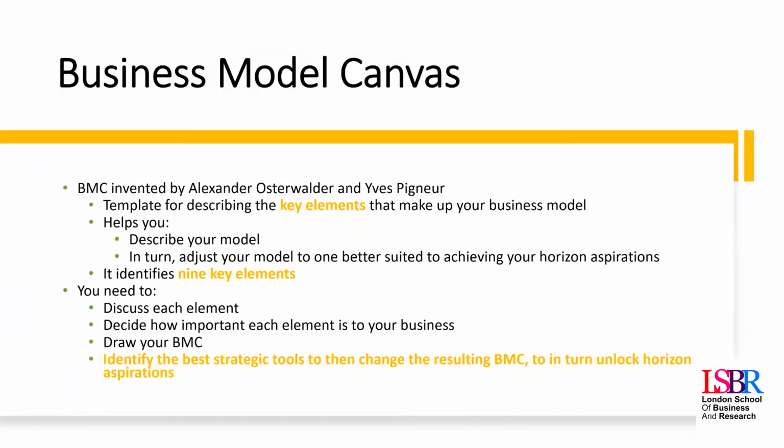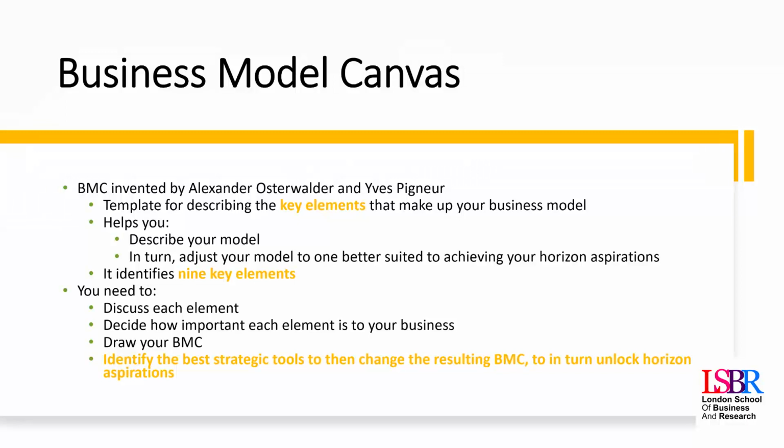Why are they important? Well, for Osterwalder and Pigneur, they help you describe the model that your business is adopting. They help you describe what the business will look to achieve. In turn, it allows you to adjust your model to one that's better suited to achieving your horizon aspirations. What does that mean? It allows you to adjust your model so that you can achieve the longer term aspirations that your business wants to achieve, whether it's horizon 1, horizon 2, or horizon 3.